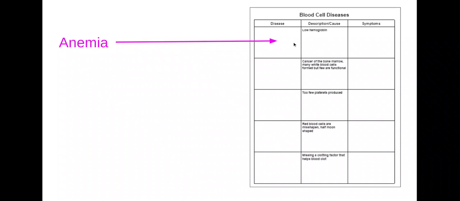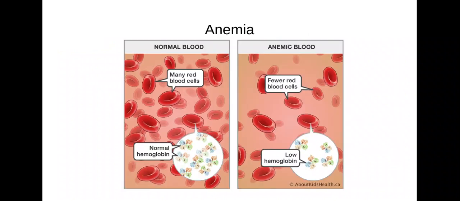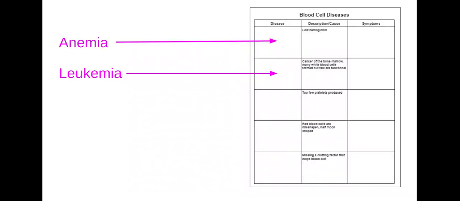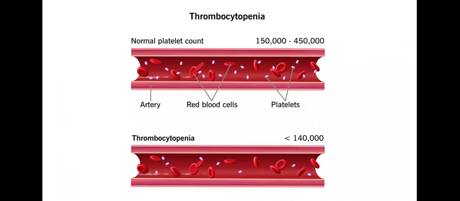So the disease where we have low hemoglobin and can't make enough red blood cells is called anemia. You might also hear it called iron deficient anemia because it's typically caused by a lack of iron. So here's a picture. We've got our normal red blood cells, normal hemoglobin. Here we don't have enough hemoglobin, so we have fewer red blood cells. Leukemia, we already talked about, cancer of the bone marrow.